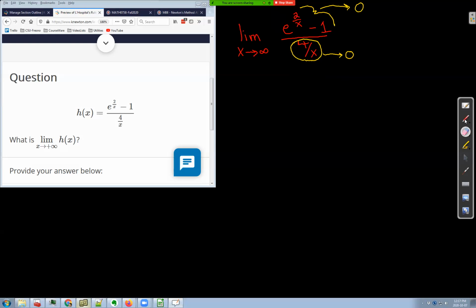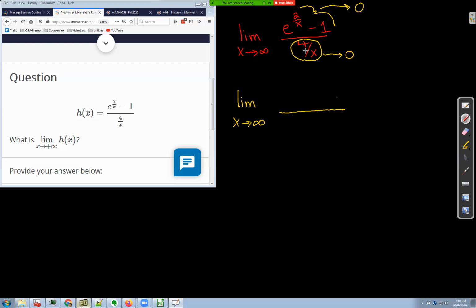Okay, so I guess we'll give that a try. And now let me see, I'm trying to think if this is going to work. I'm kind of worried actually. So let's think about this for a minute. Well, let's just give it a try. So, all right, what does L'Hopital's rule say? L'Hopital's rule says that I find the derivative of the top and then I also find the derivative of the bottom.